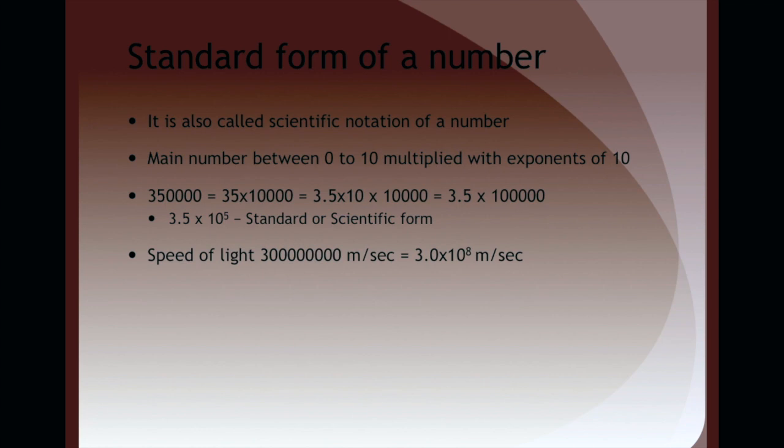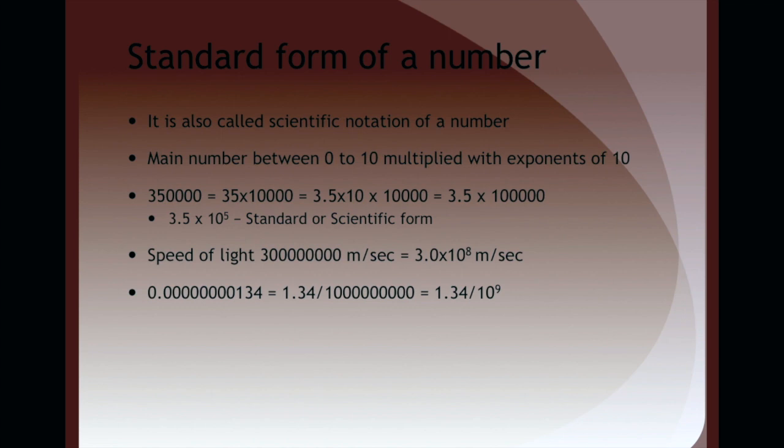For example, speed of light is 300000000 meter per second. Which is very confusing, or sometimes we may forget one zero, or sometimes we may add one more zero. Instead of that, in scientific form, we can write 3 into 10 raised to power 8 meter per second, which is really easy to understand and easy to memorize as well, and will be helpful if we do some calculation using this.